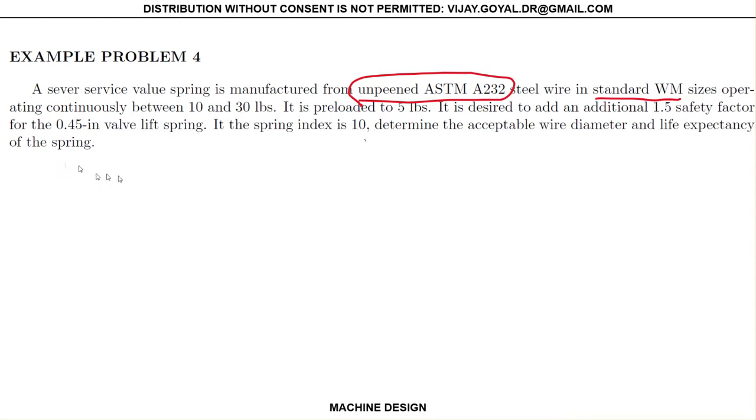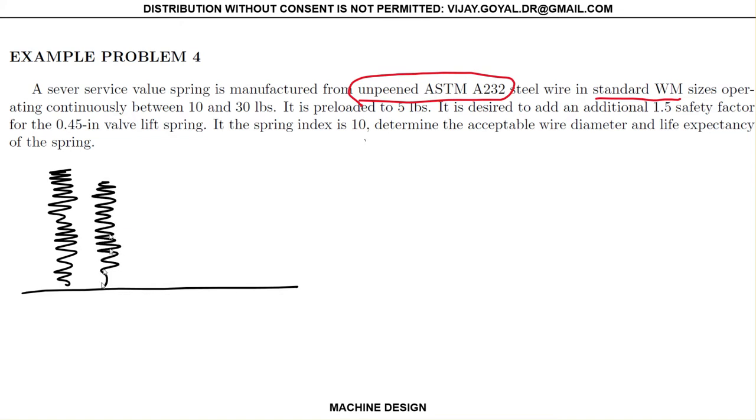So your problem is basically saying I have a spring, and your spring has a preloaded value. It's preloaded to 5 pounds. And then it fluctuates between 10 and 30. Okay, so it's going to fluctuate between 10 and 30.